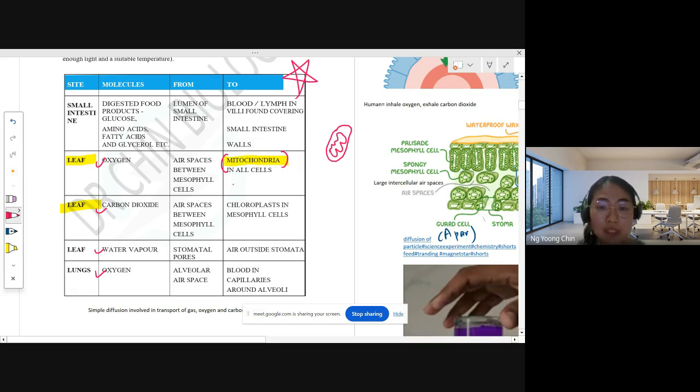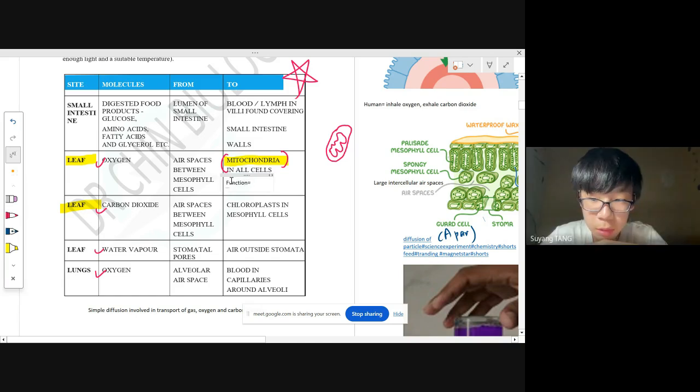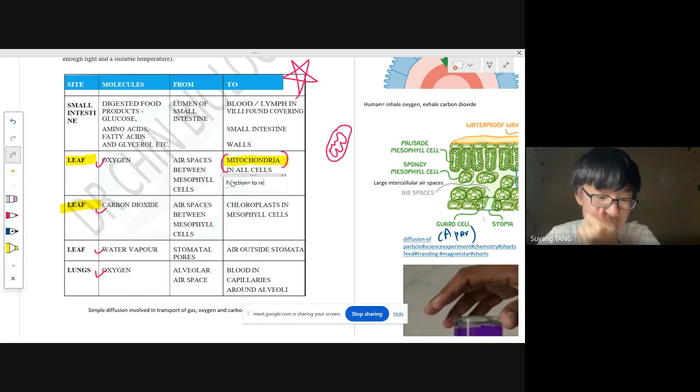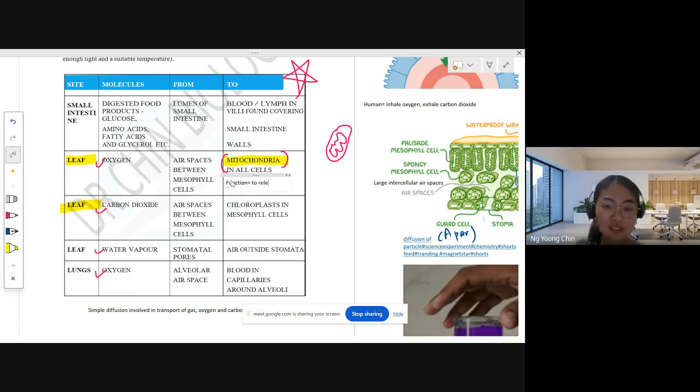Okay, the function is they will help to do what? Mitochondria, the function. Aerobic respiration. Yes, correct. Very, very good. You can answer it. Yes, you talk about aerobic respiration. So why they need to do the aerobic respiration is because they need to release energy by doing the aerobic respiration.